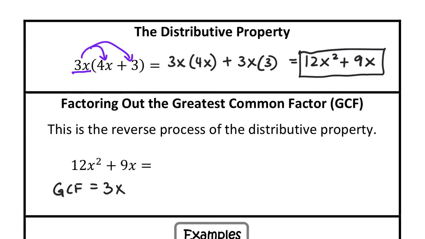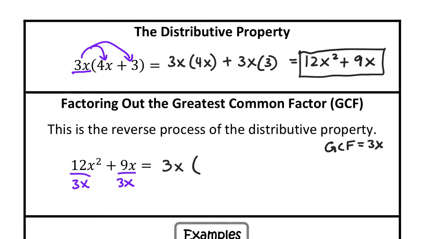Okay. Actually, let me write it over here. GCF is 3x. Now what we're going to do with this GCF is divide it out and put it in front of the parentheses. Set up a parentheses here.